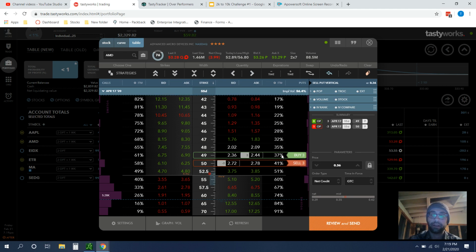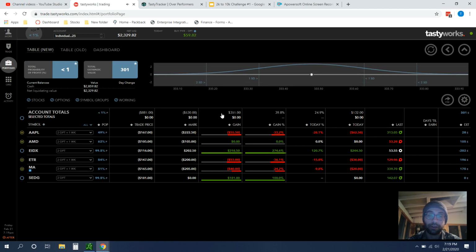So if I kept one, say I got $100, if I kept it the whole way through expiration, versus taking three positions instead and closing them all at 50%, all for the same amount, that would be 50 plus 50 plus 50, 150 bucks. So I just made $50 more by closing it early. It is a little bit counterintuitive.